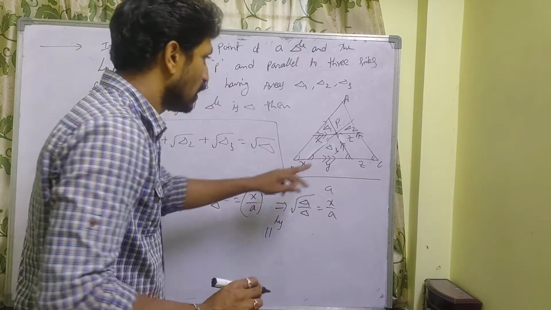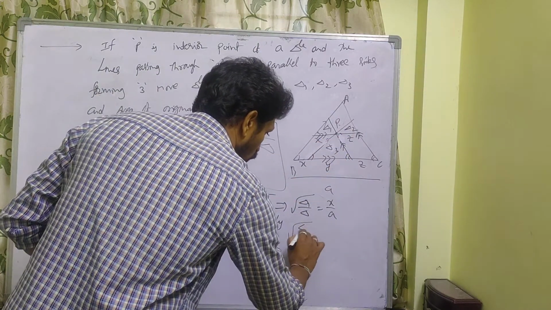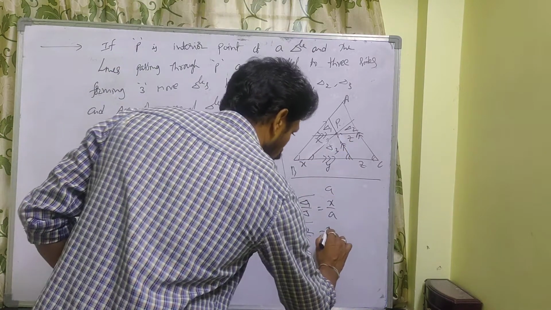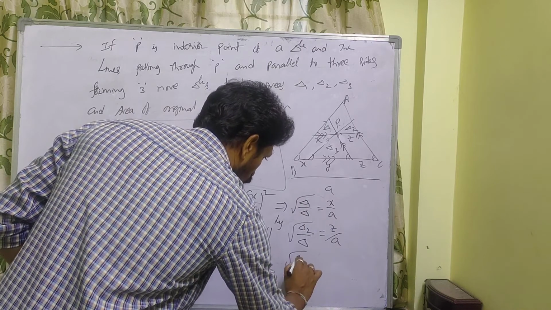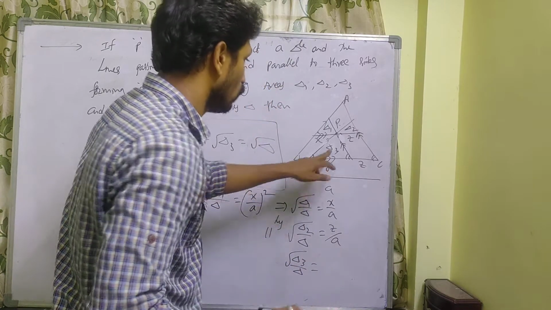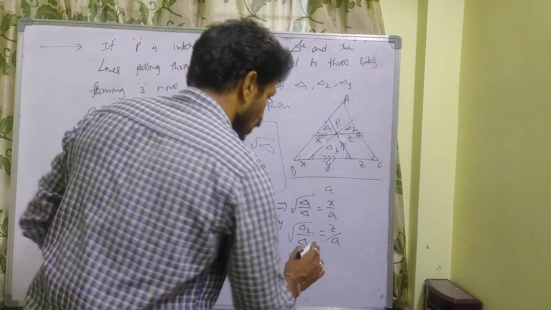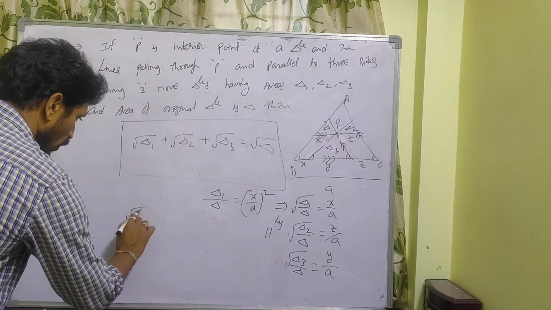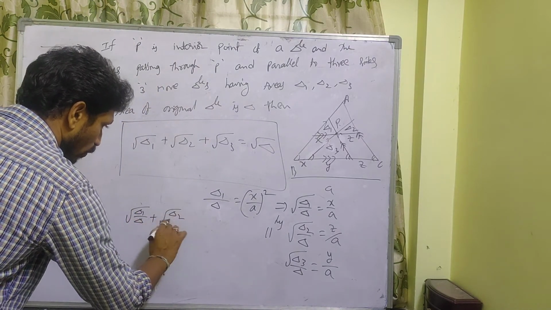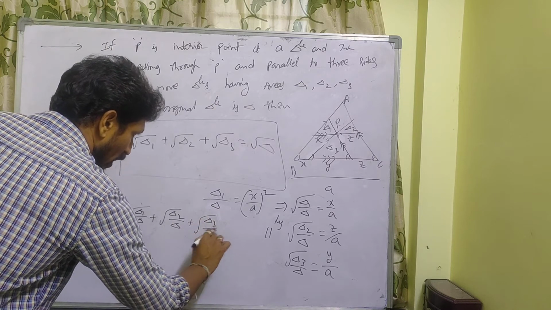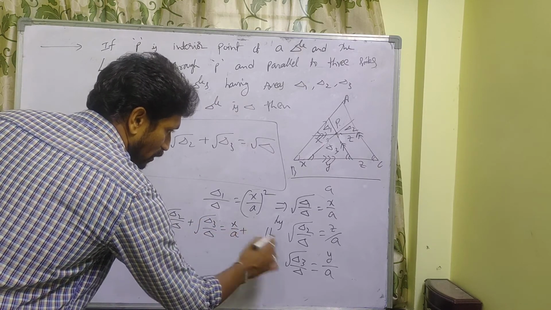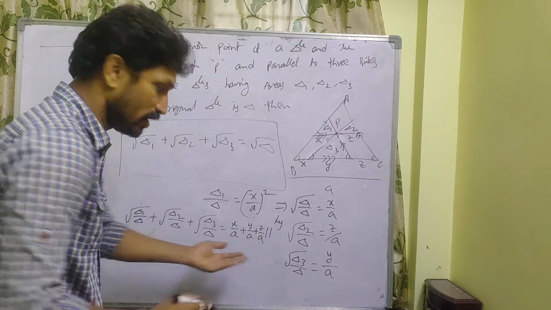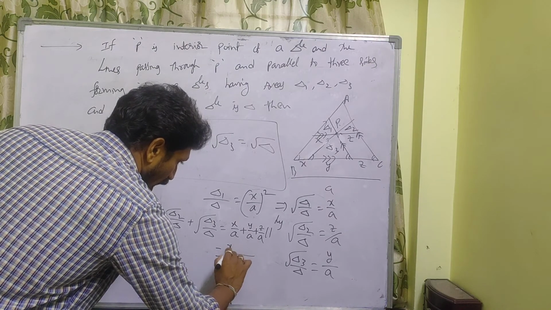Similarly, what can I write? Root over delta 2 by delta is equal to Z by the total length A. Next, root over delta 3 by delta is equal to Y by A. So add all these three. What do we have? Root delta 1 by delta plus root delta 2 by delta plus root delta 3 by delta is equal to X by A plus Z by A plus Y by A. In any order you can write. So in the numerator with A, X plus Y plus Z.